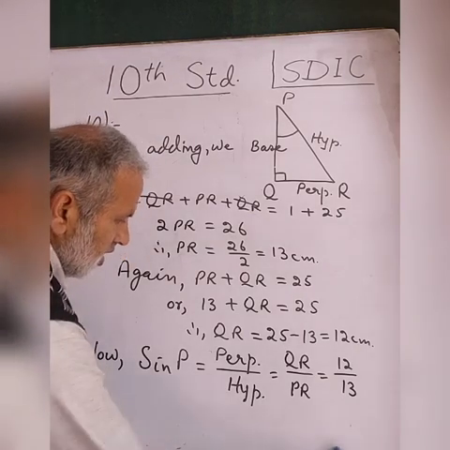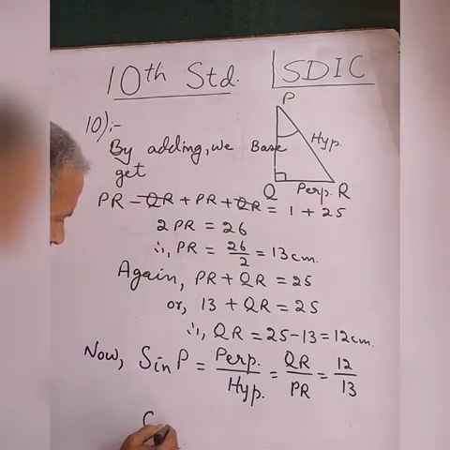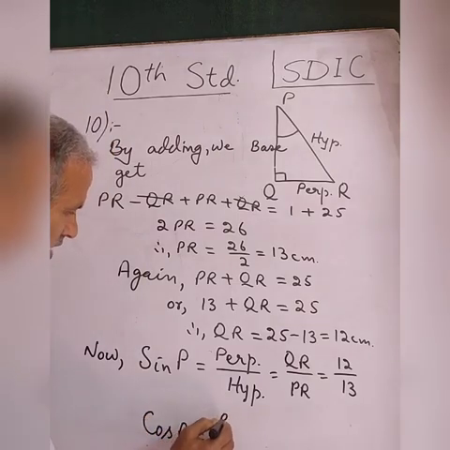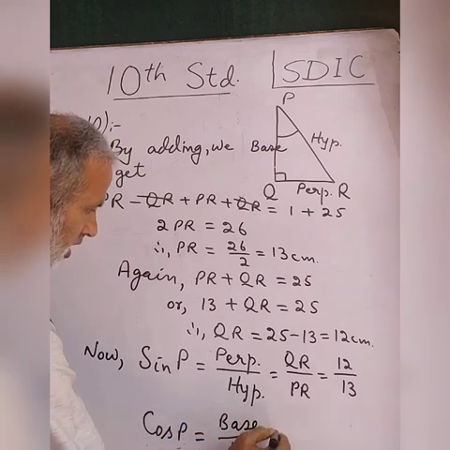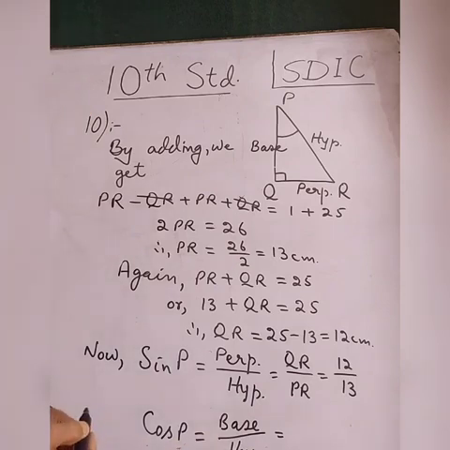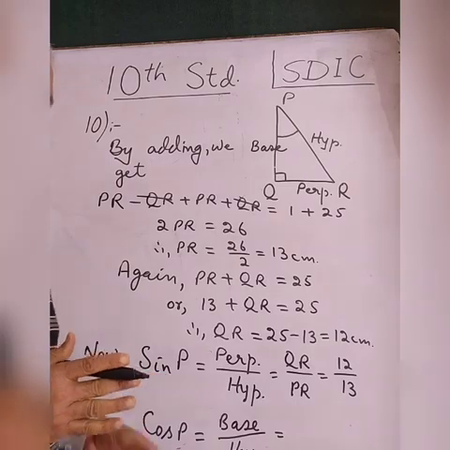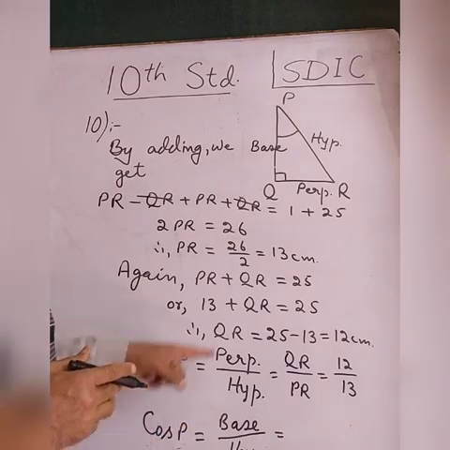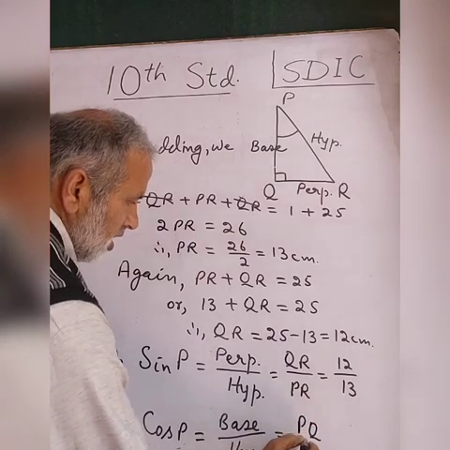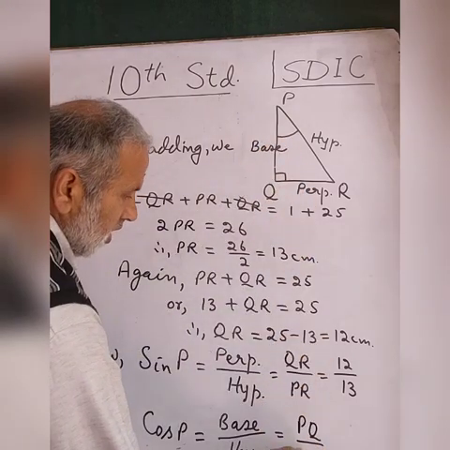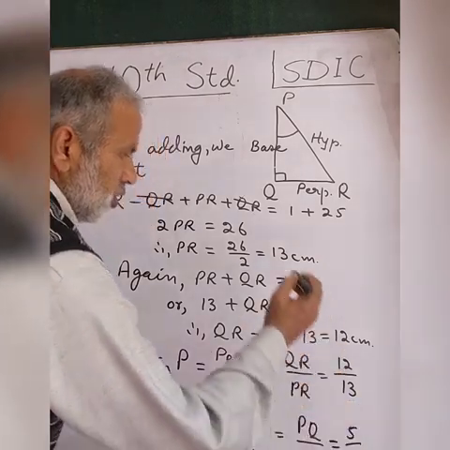Similarly, you have to find cos and tan. You can now find those. Cos P by definition is base by hypotenuse. Again, this definition we get from that second part of that statement. Cos is base by hypotenuse. With respect to acute angle P, PQ is the base. We have already identified. Divided by hypotenuse is again PR. Now use their values, 5 by 13. This is our cos P.